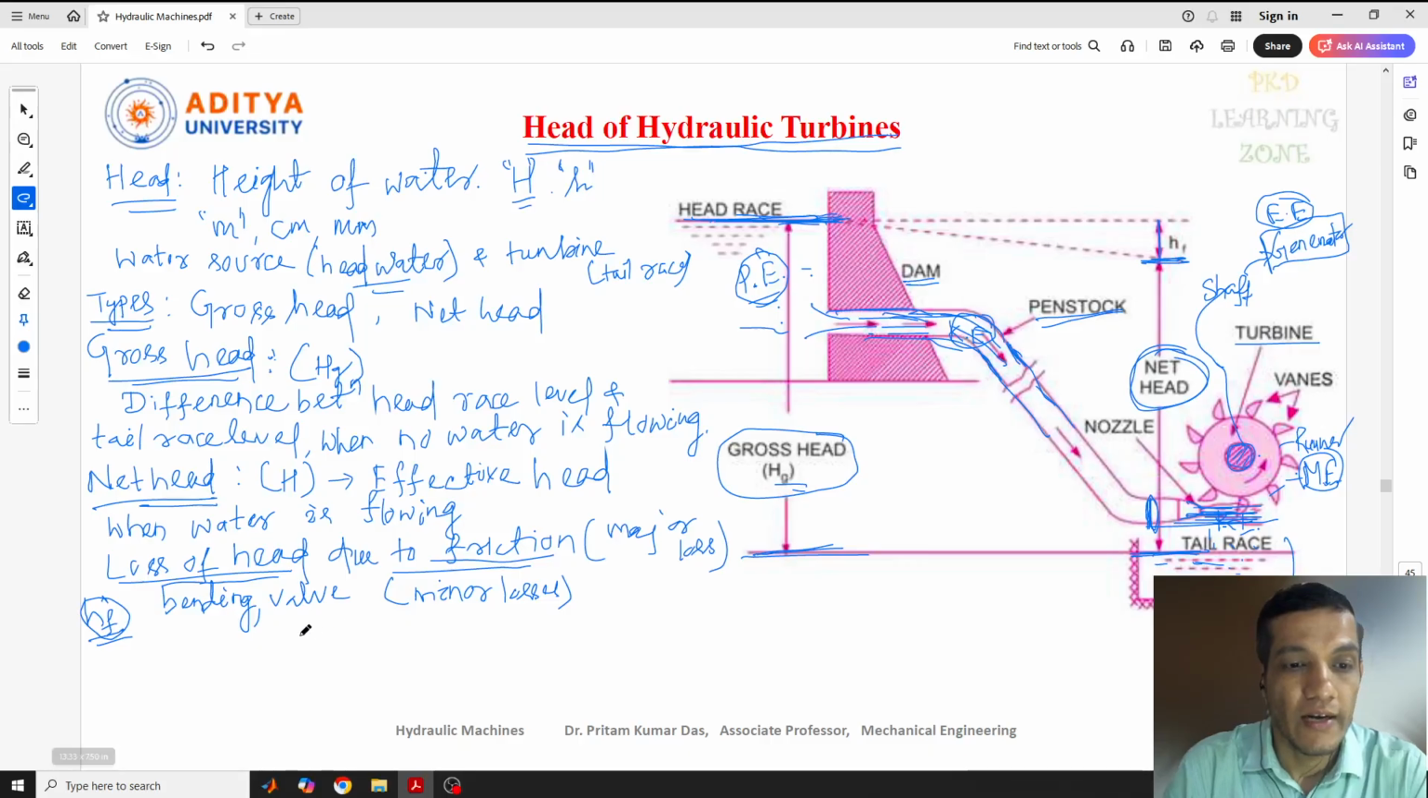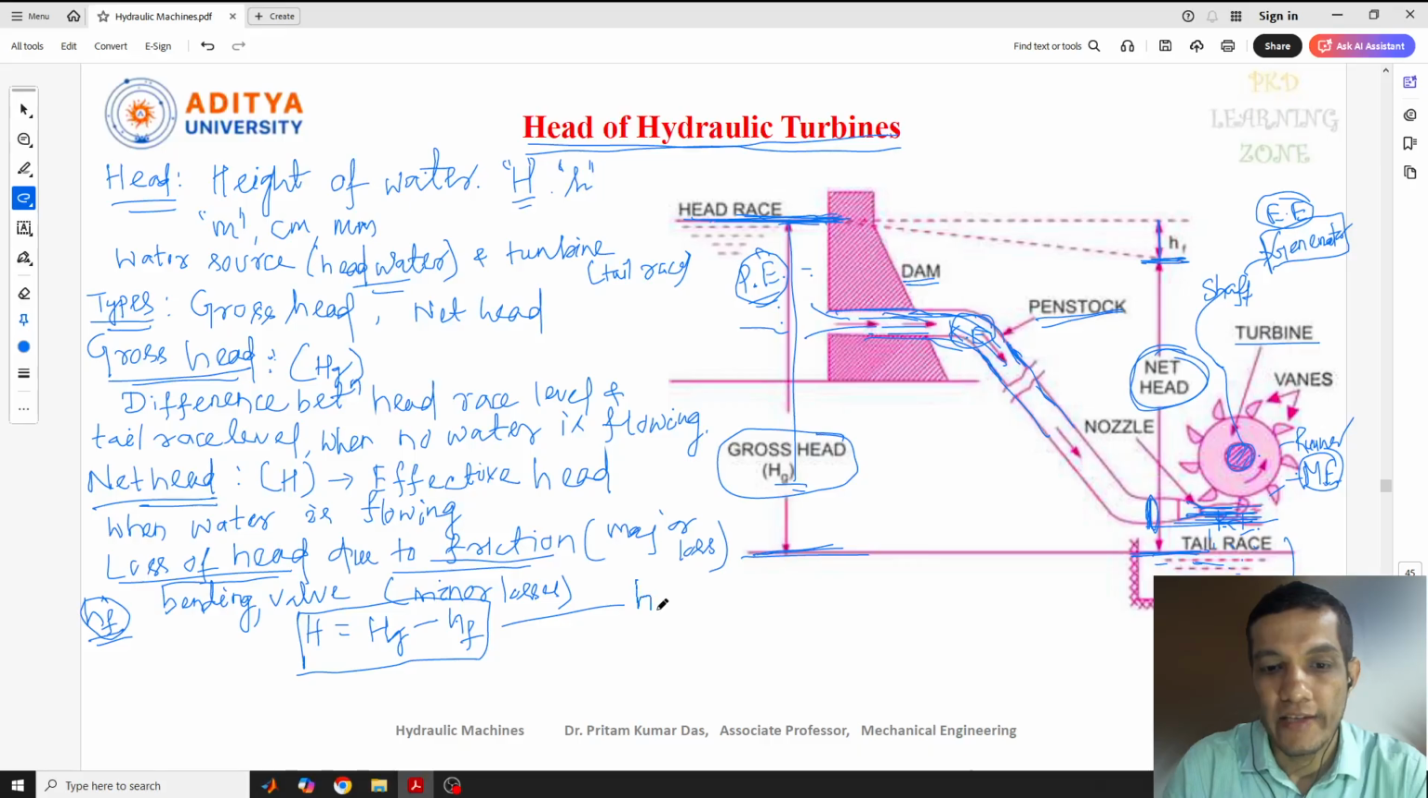So here the net head is calculated. The total head is the gross head, Hg, minus hf. So this is the net head. And how is hf calculated? hf was derived in our previous lecture, that is the Darcy-Weisbach equation for major loss.